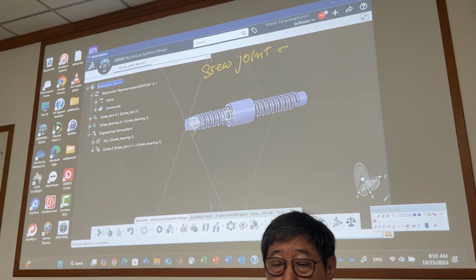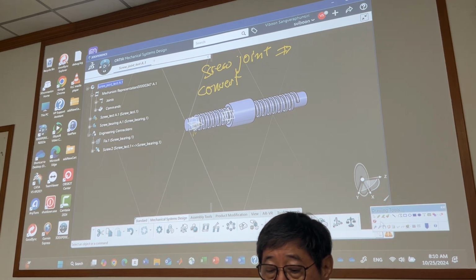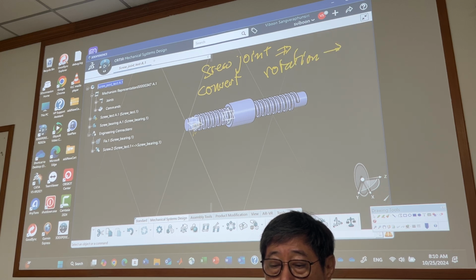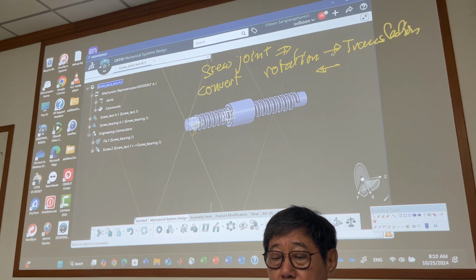It is a joint that converts translation to rotation, and mainly it converts rotation to translation, or vice versa. But normally we use rotation to translation more often.